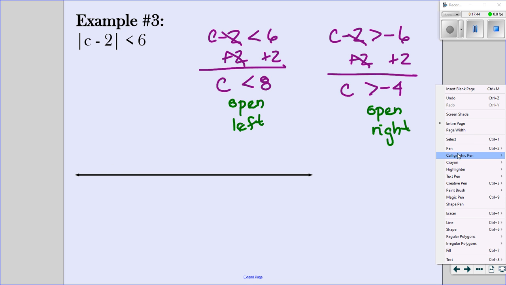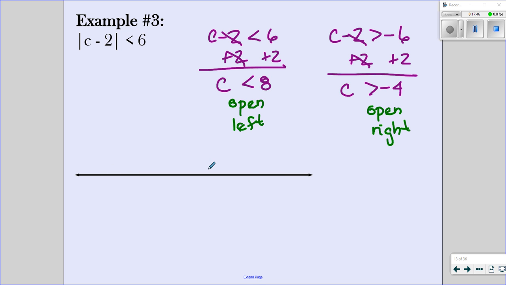Let me do over. All right, so this should be -4. This is 8. So we have both open circles. And then, like I said, 8 is going to the left and 4 is going to the right. So I was right the first time.